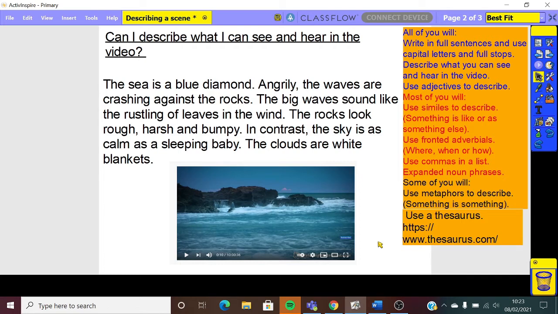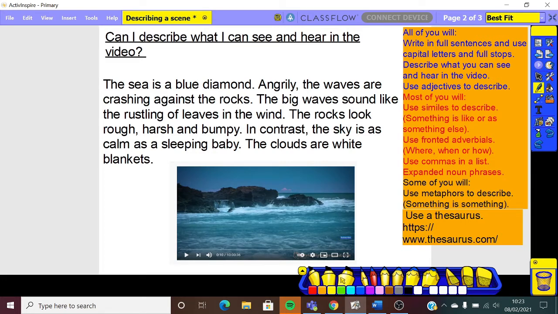Now that's just a little bit of mine. I haven't finished mine yet. Okay, that's just to give you a little bit of an idea. So let's have a little read and a little tick through the success criteria as we go. Let's find my pen and my highlighter.